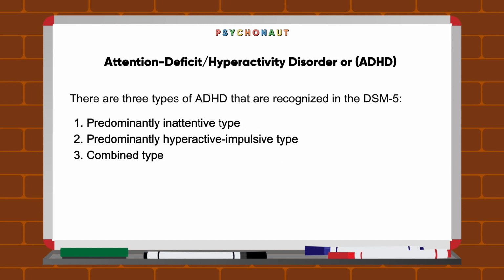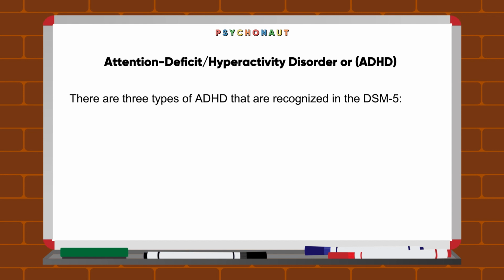There are 3 types of ADHD that are recognized in the DSM-5. 1. Predominantly inattentive type. It refers to individuals who primarily have symptoms of inattention. 2. Predominantly hyperactive-impulsive type. It refers to individuals who primarily have symptoms of hyperactivity and impulsivity. And 3. Combined type. It refers to individuals who have symptoms of both inattention and hyperactivity-impulsivity.